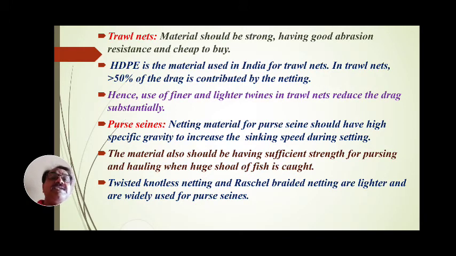Next net is the purse seine. Netting materials for purse seine should have high specific gravity to increase the sinking speed during setting. The material also should have sufficient strength for pursing and hauling when a huge shoal of fish is caught.